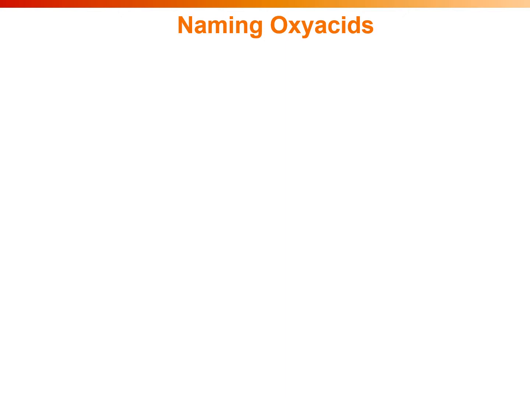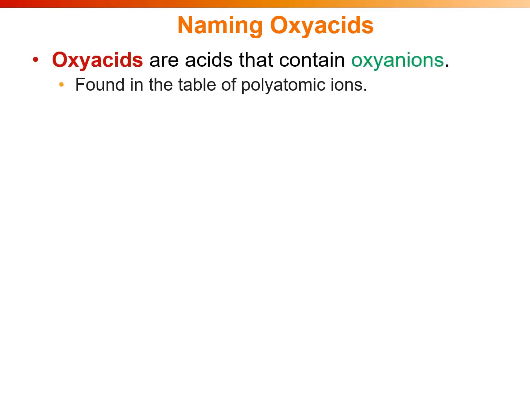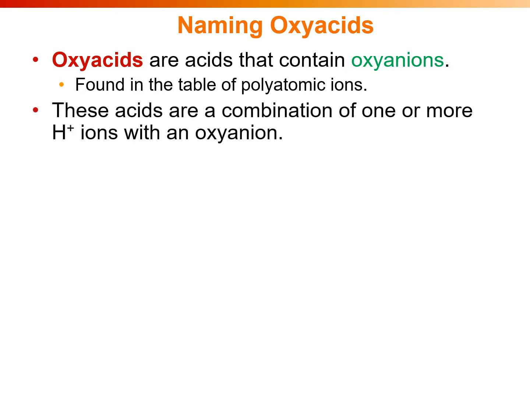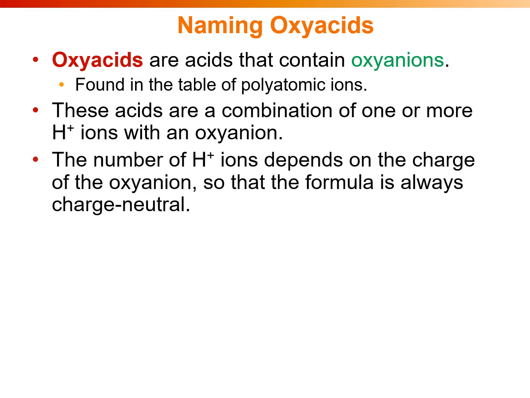So what about oxyacids? Well, oxyacids are made of oxyanions, which are simply polyatomic ions that contain oxygen. And you'll find these in any polyatomic ion chart. Oxyacids are made by combining hydrogen with that oxyanion. Because we're talking about anions, we have to think about balancing charges when writing the formulas for these oxyacids. So you may see compounds with more than one hydrogen in the formula.